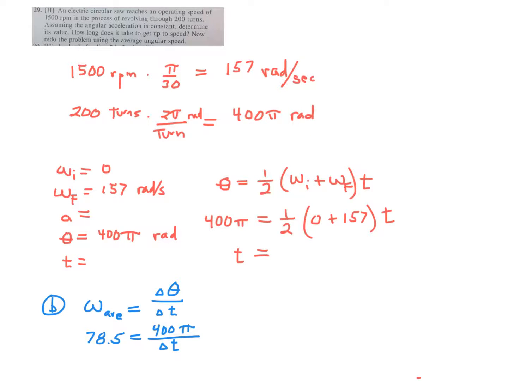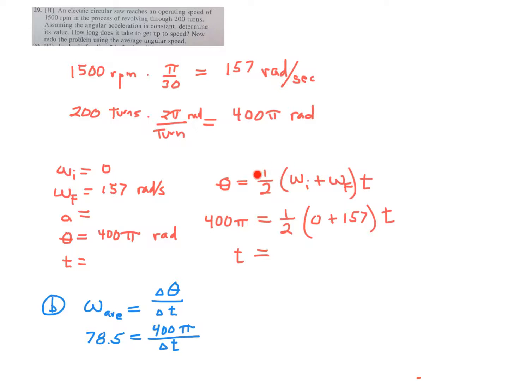And then you just use your 5 quantities. Omega i, your initial starting angular velocity, is 0. The final ending angular velocity is 157 radians per second through an angle of 400 pi radians. So I'm using what we use as our second uniform angular acceleration equation: theta equals 1/2 omega i plus omega f times t.